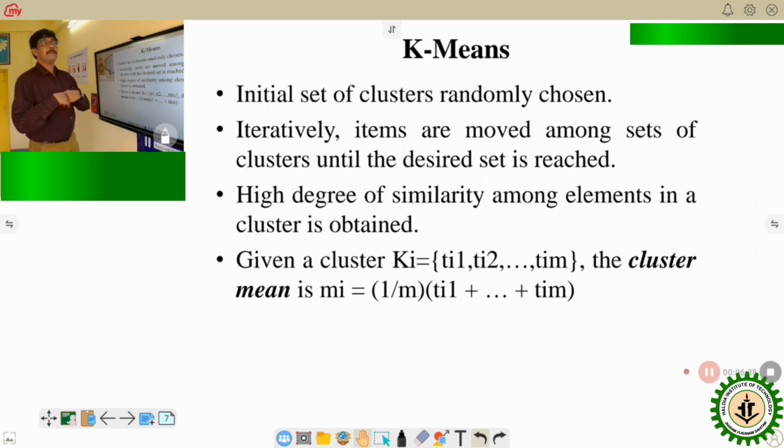That means similarity in the characteristics, and that similarity has to be measured using the Euclidean distance among the data points. Given a cluster Ki, the ith cluster, with data points Ti1, Ti2, up to Tin, the cluster mean, that is the center of gravity, we consider as the mean of the data points of the cluster. That is a simple arithmetic mean: if m is the number of objects belonging to this cluster, it is 1/m multiplied by (Ti1 + Ti2 + ... + Tin).